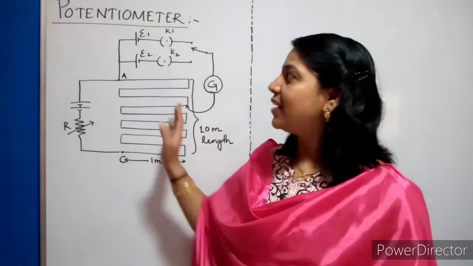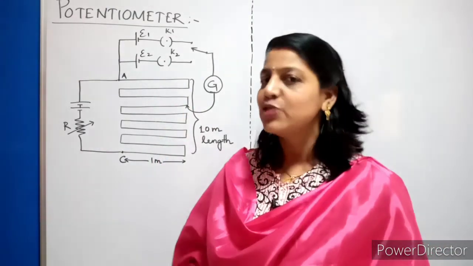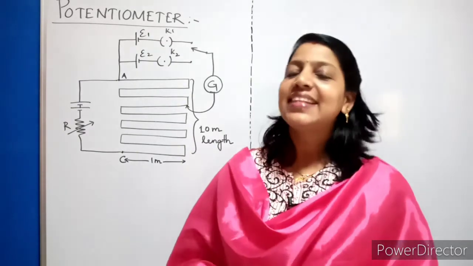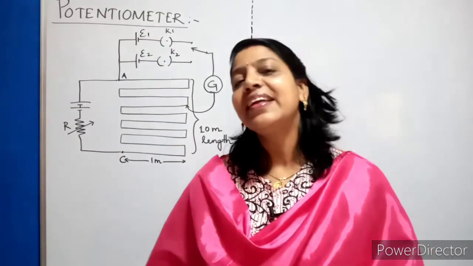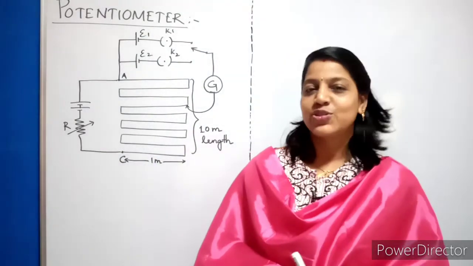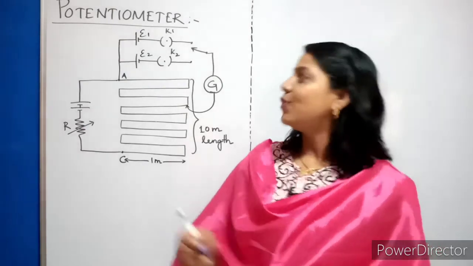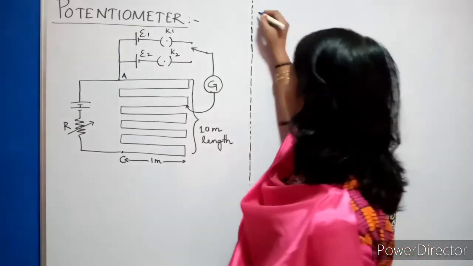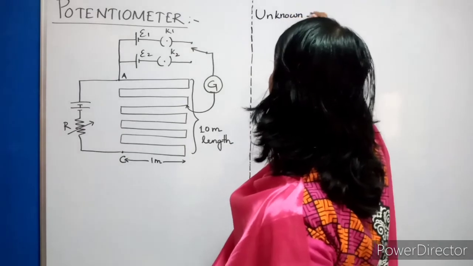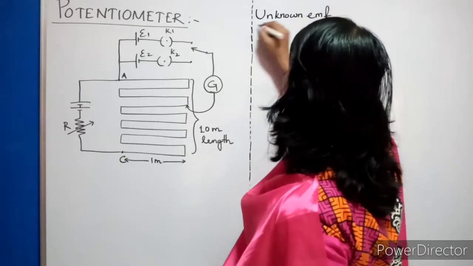Now let us see the applications of the potentiometer. It is used to find the unknown EMF of a cell. Second, it is used to find the internal resistance of a cell. For these two purposes, your potentiometer is used. Now let us see the first one, where you are measuring the unknown EMF.